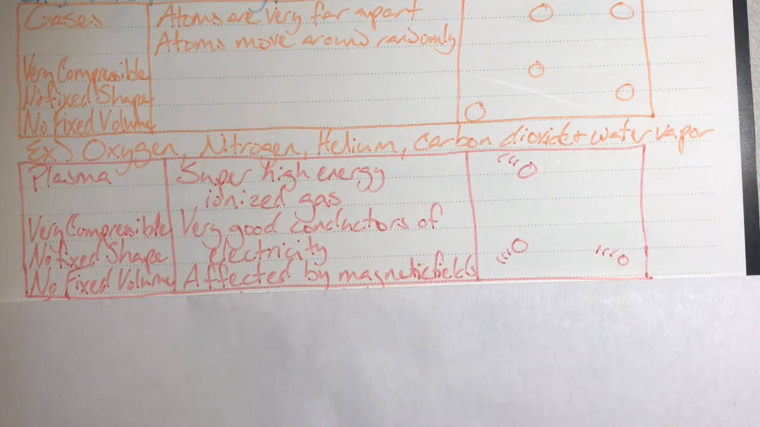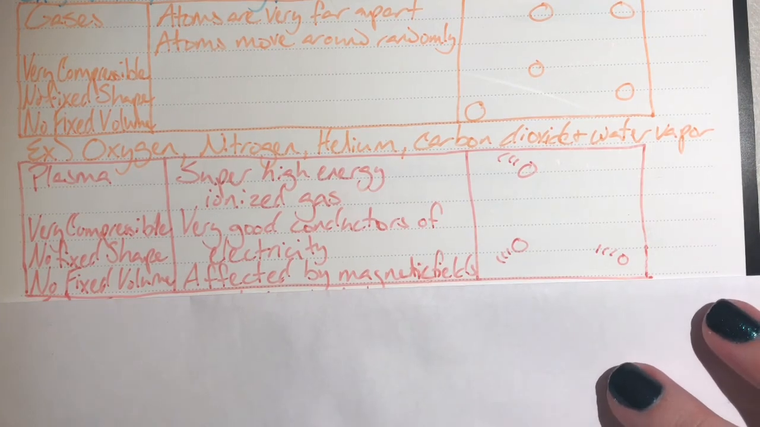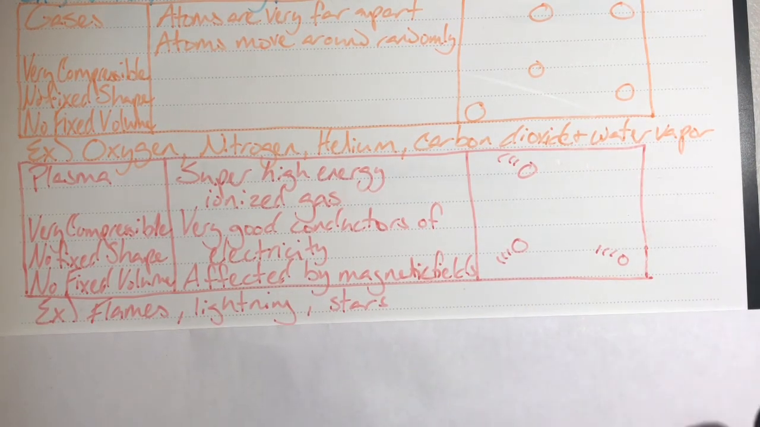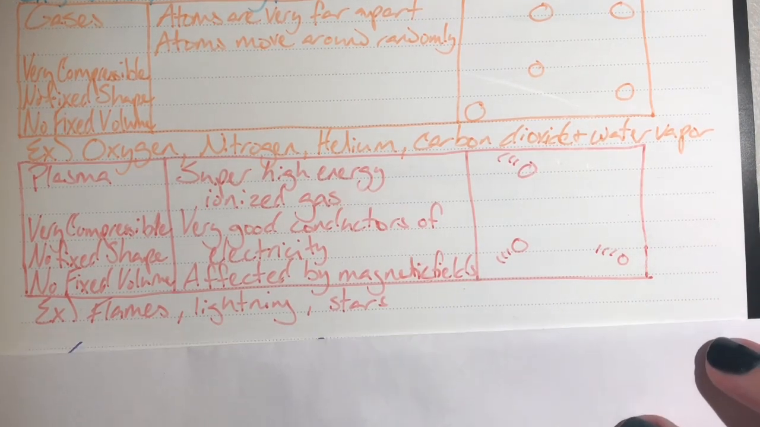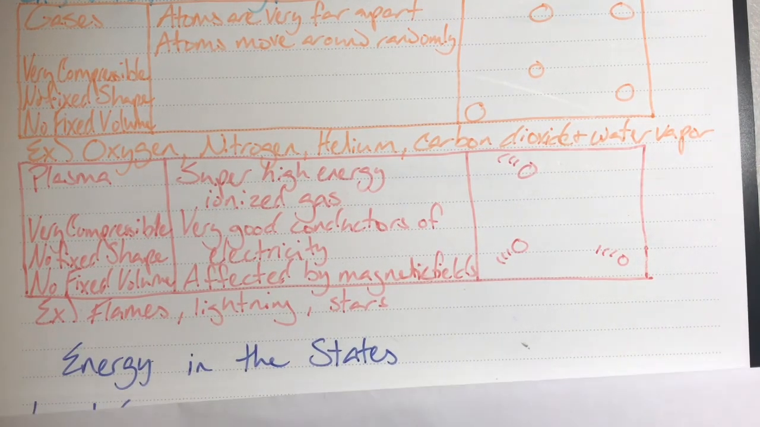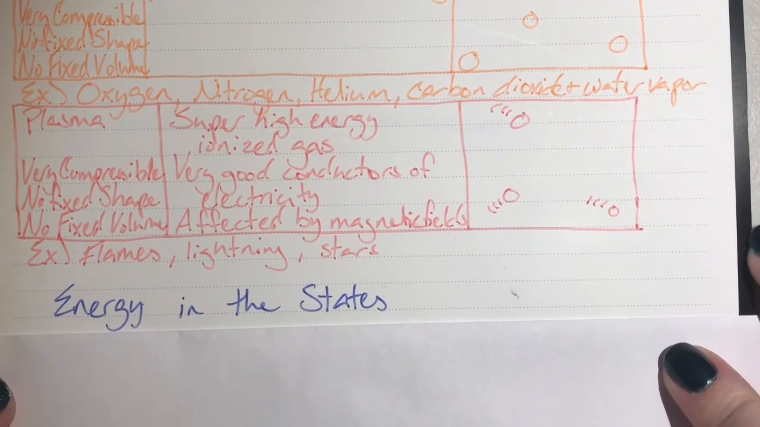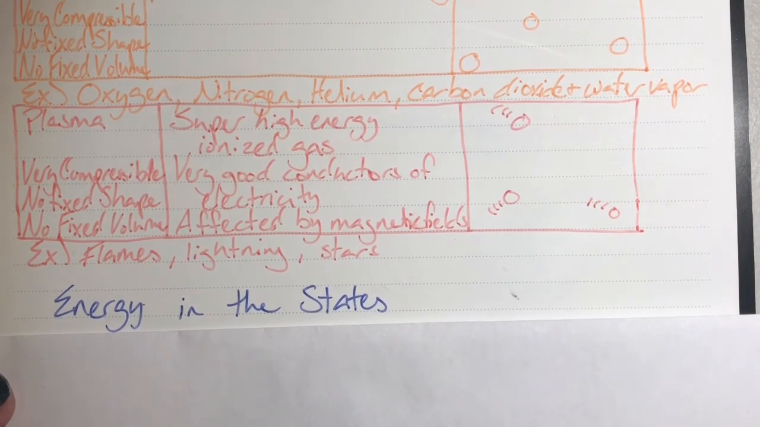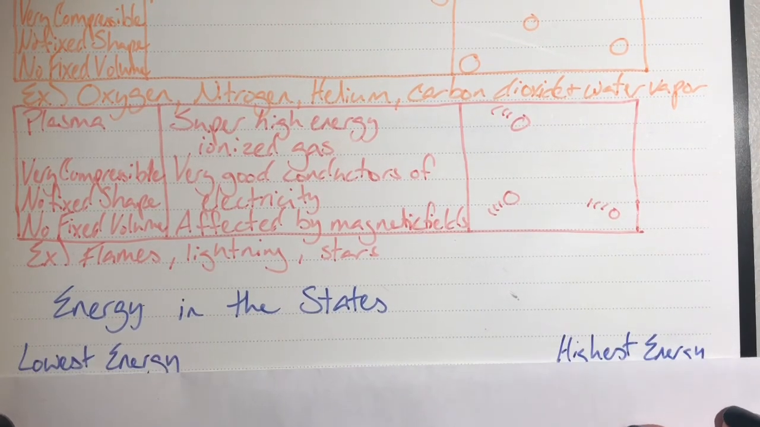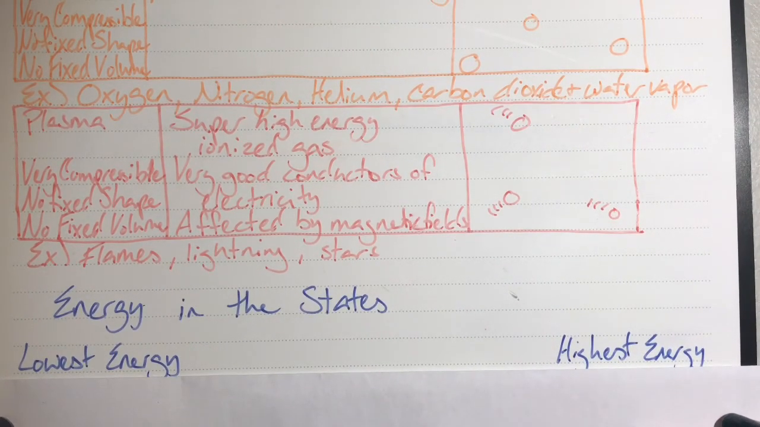They are also good conductors of electricity, and they can be affected by a magnetic field since they are an ion, and ions are charged particles. Common examples of plasma are going to be flames, lightning, and stars. Last thing that I want to talk about is just the different respective energy levels of the four states of matter. So we're going to go from lowest energy to highest energy.